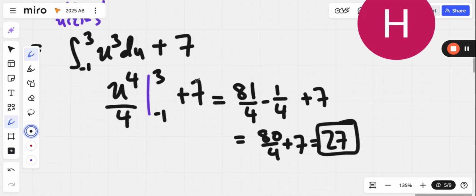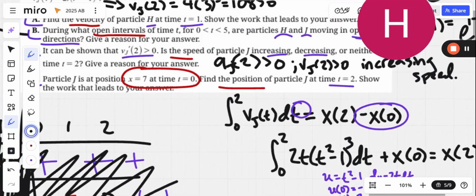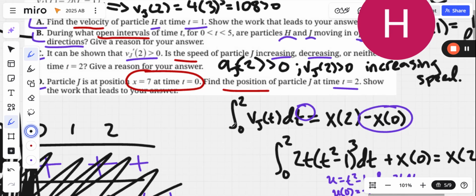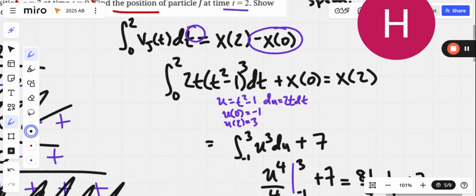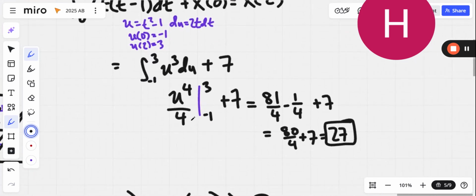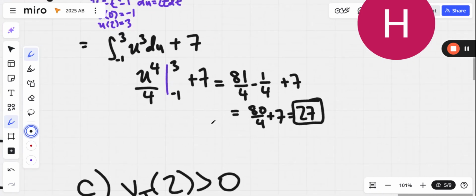Okay, we don't really have any units there, but we just have the final position. And that's because the integral shows us how far displaced the thing is. It doesn't tell us the exact distance that it traveled, but it tells us the change in its position overall. And if we started at position 7 and we're changing our position by 20, we end up at 27, of course. No surprise there.